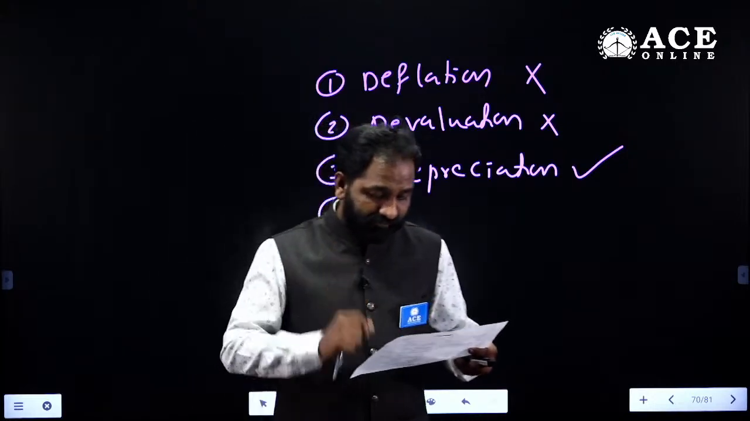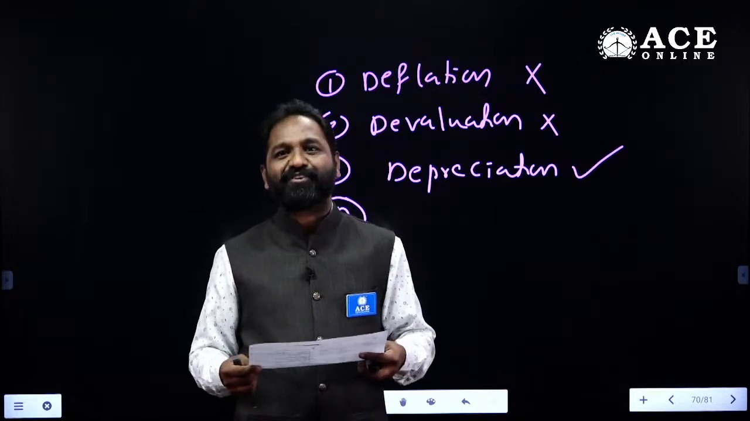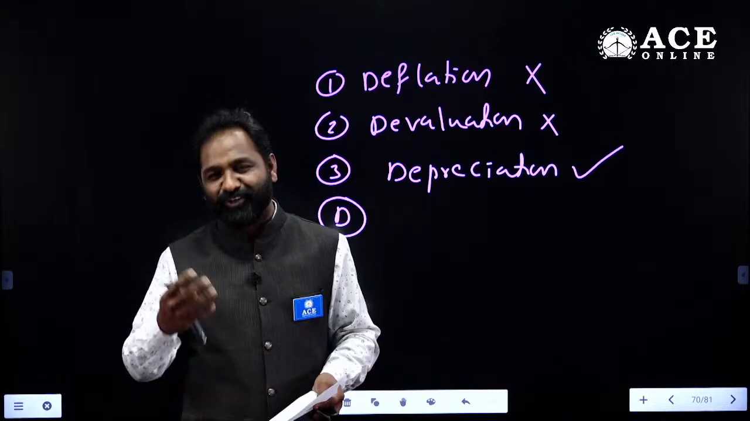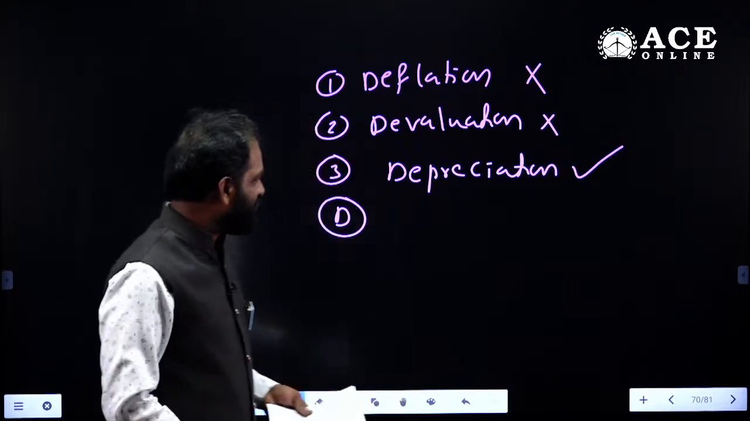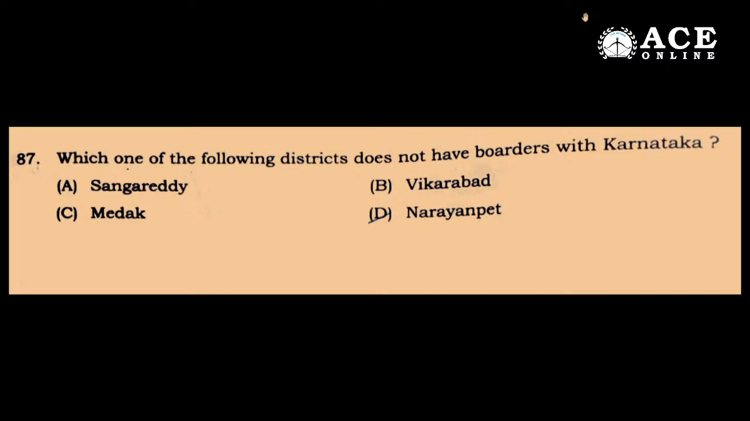The option is C. Next, question number 87. Of course, unless you have an idea about the Telangana map, you cannot give the answer. But the question is very beautiful here. The question is asking about the border with Karnataka. So what are the options given? Sangareddy, Vikarabad, Medak and Narayanpet.